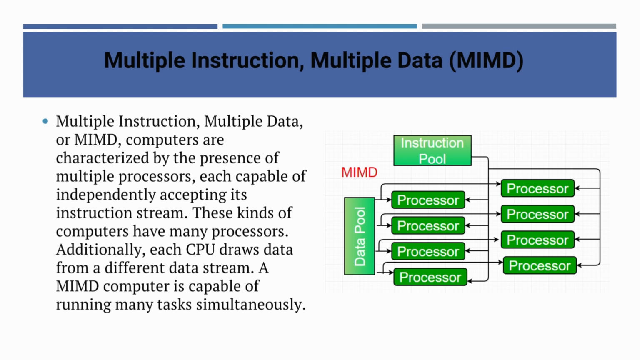MIMD systems can be classified into two categories based on memory organization: shared memory and distributed memory. A MIMD computer is capable of running many tasks simultaneously. It is commonly used in modern parallel computers and multiprocessor systems, for example, supercomputers. The following block diagram shows the working of MIMD.